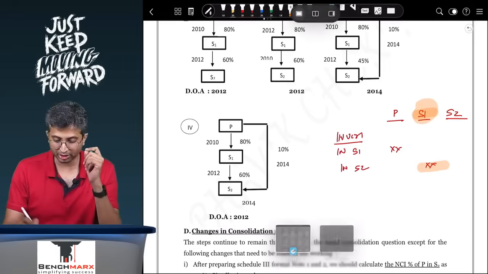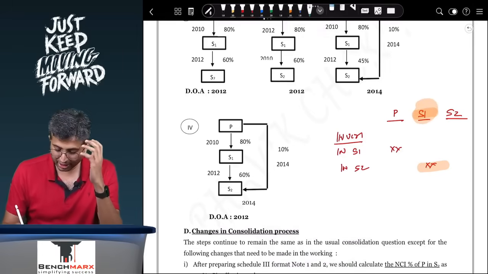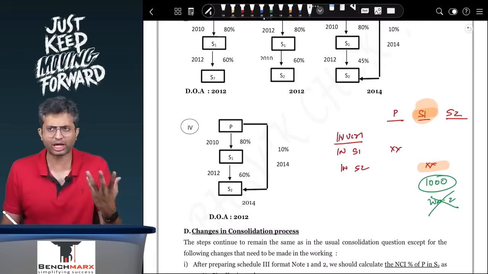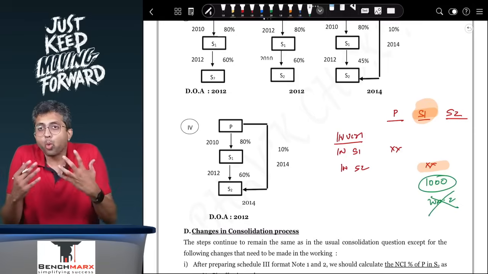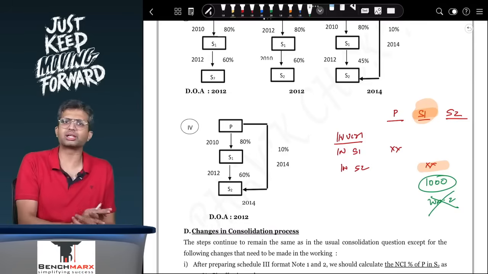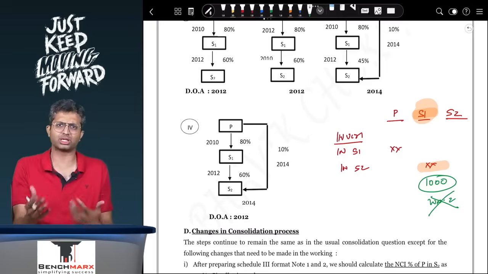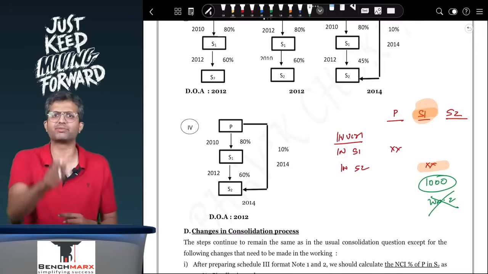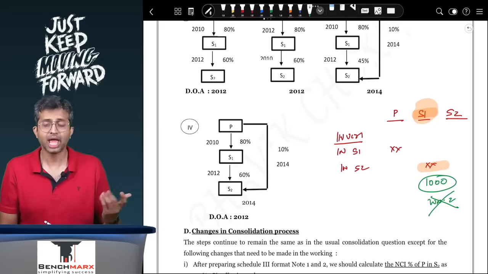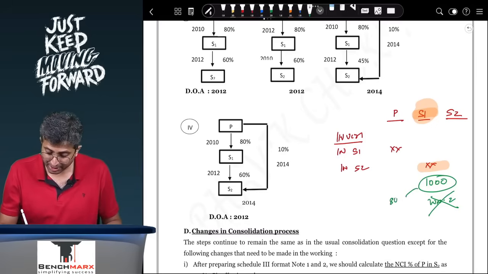यहाँ पे बच्चे confuse हो जाते हैं. First of all, what they do is, they take the entire, let us say this is 1000 rupees. So they will say this entire 1000 will go in working note 2. You will eliminate it to calculate goodwill. The answer is wrong, because when you take 1000 in the goodwill working, you are saying this 1000 is invested directly by the parent. Answer is wrong. You are eliminating the investment in the books of S1. Every asset in the books of S1 is attributable to parent as well as NCI of S1, not just parent. And hence, only 80% of this 1000, that is 800, will go in working note 2, which is the goodwill workings.